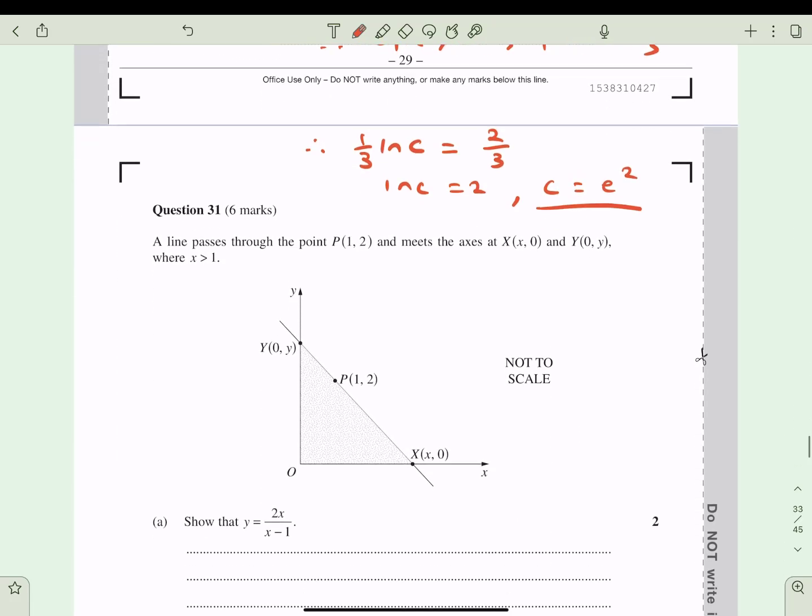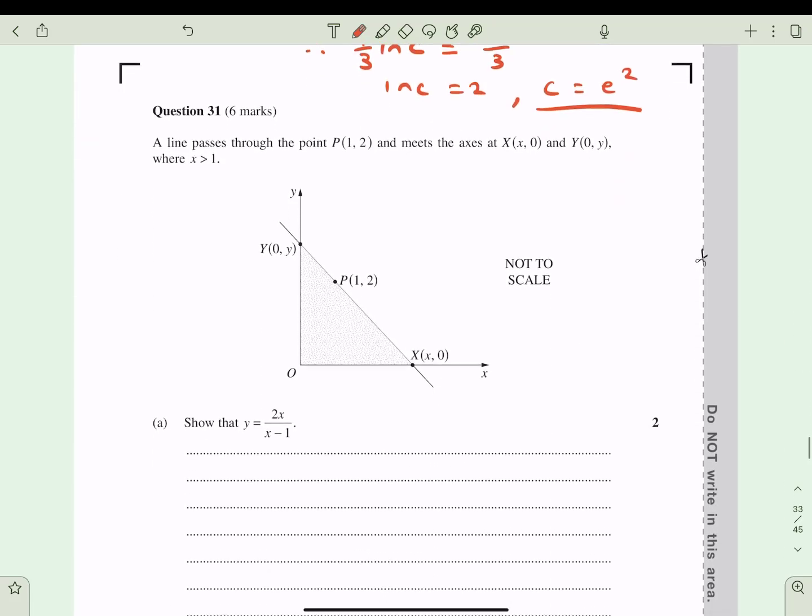Now, moving on to question 31. A line passes through the point P (1, 2), and meets the axes at x and y. Show that y is equal to 2x over x minus 1. Now, when we look at this question, we need to see that these 3 points are collinear points. So what that means is if these 3 points are collinear, then the gradient of the two intervals must equal each other. And that's where the relationship between x and y is going to come from.